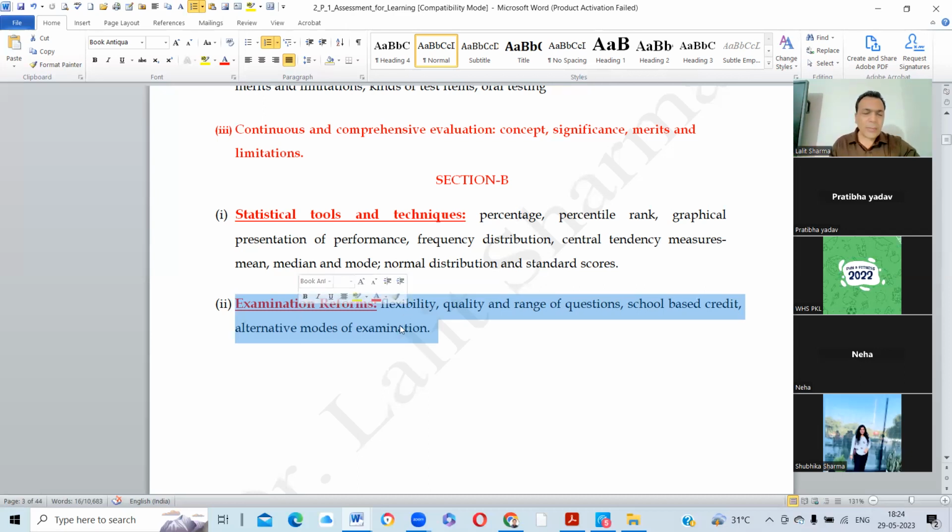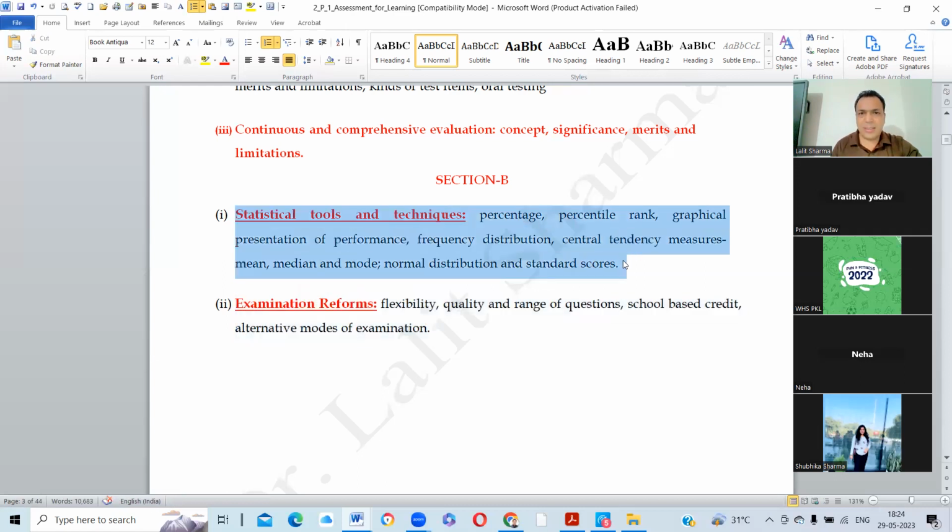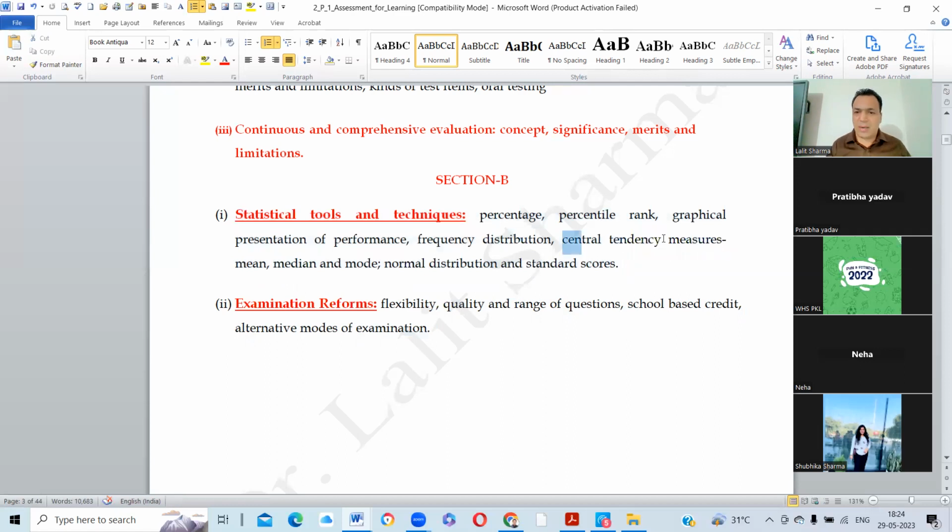So now we have to do two long questions: we will get two from examination reform, as well as two questions from the statistics part. But under the statistics part, we will get one numerical and one theoretical question, okay? So I have told you, go for the theoretical one. Because percentage, percentile rank, okay, it is very easy.